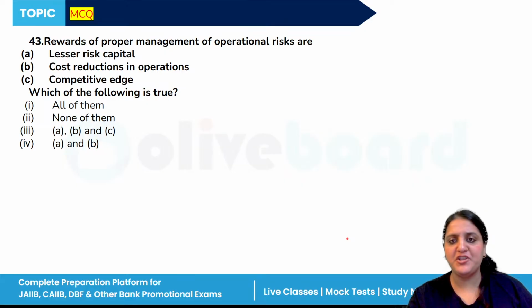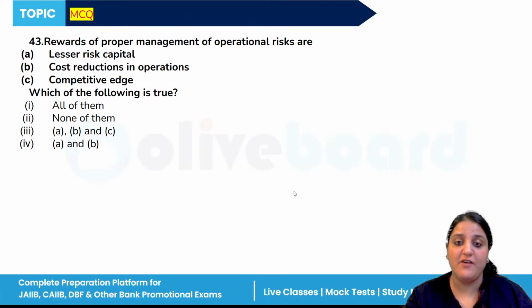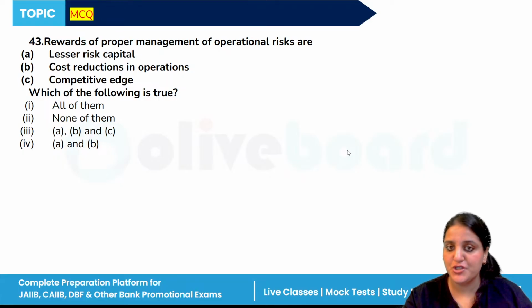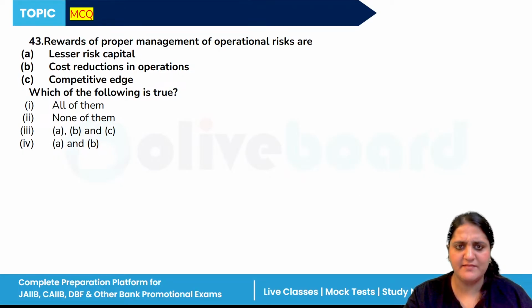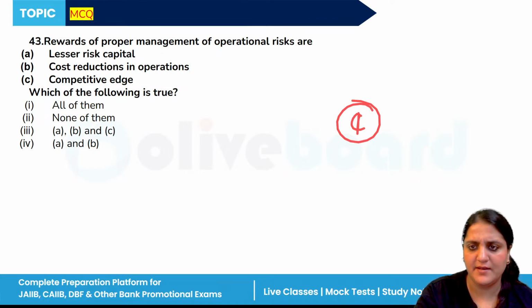Rewards of proper management of operational risk. What are the rewards? I think you can expect all of them. Why? Because reducing operational risk means lower required capital, cuts the cost, improves the reputation, and gives competitive advantage. So all of these are correct. Option C is correct. Sorry, I is correct. All of them.